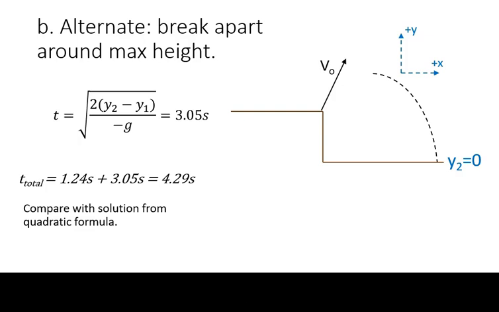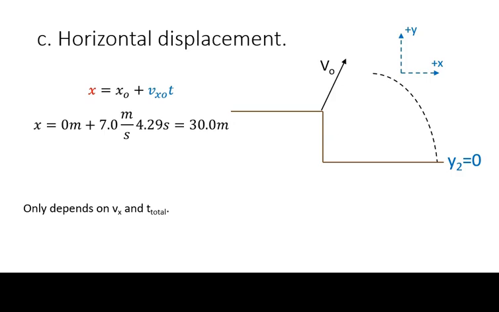We solve for the time for the way down and then add it to the time on the way up. Now we are ready to calculate horizontal displacement. We just calculated total time, and previously we calculated initial velocity, and we know that horizontal velocity does not change throughout the flight.